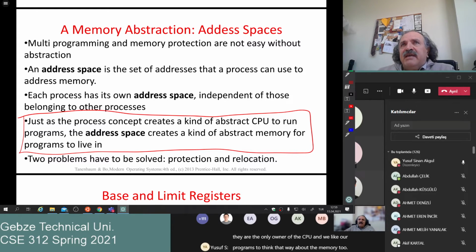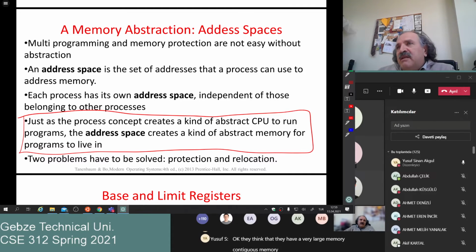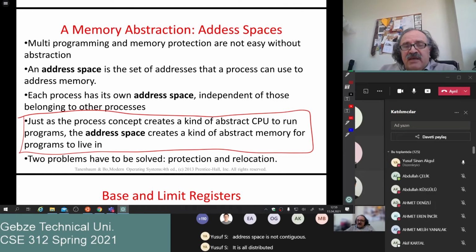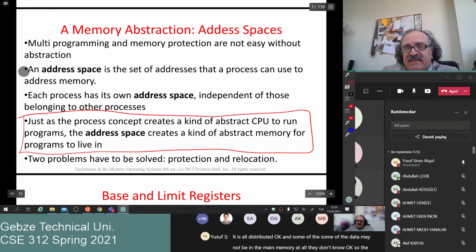They think that they have a very large, contiguous memory. They are using it, and in fact they are sharing that memory with many other processes, and their address space is not contiguous. It is all distributed. And some of their data may not be in the main memory at all. They don't know. So the address space is the set of addresses that a process can use to address the memory, starting from address number 0 to some high number.